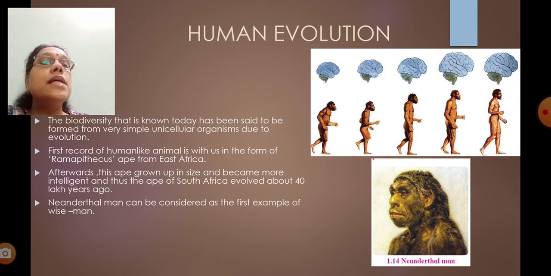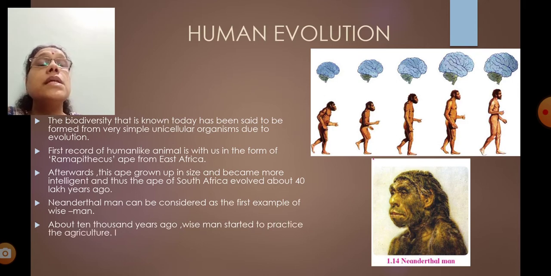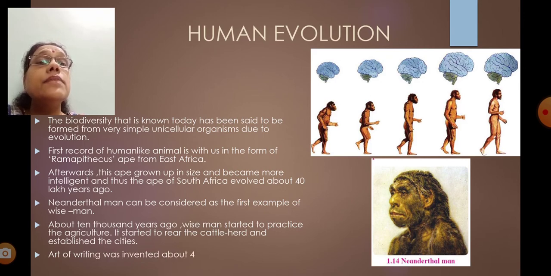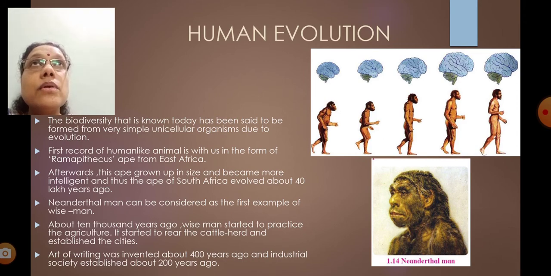Neanderthal man can be considered as the first example of wise man. You should know the name of the first wise man, Neanderthal man. It is shown in the picture. About 10,000 years ago, wise man started to practice agriculture. He started to rear cattle herds and established cities. The art of writing was invented about 400 years ago, and industrial society was established about 200 years ago. Only 200 years ago industry started, and now we have reached the 21st century.